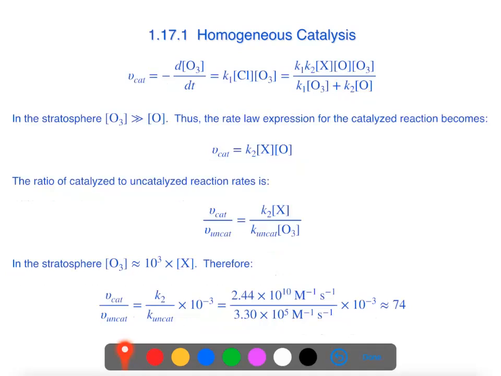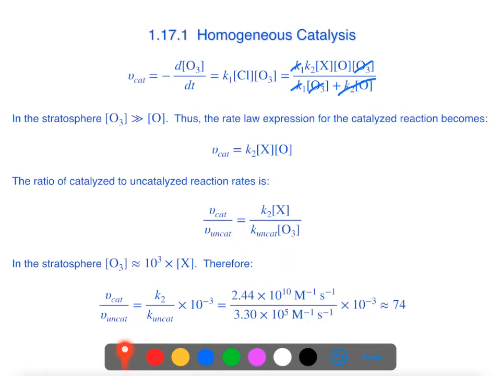In the stratosphere, the ozone concentration is much greater than the atomic oxygen concentration. So under those conditions, the rate law expression for the catalyzed reaction becomes simply K2 times the concentration of the sum of the intermediates and the concentration of atomic oxygen. So again, we can come to that conclusion because if this term is much greater than this term, then we're going to get cancellation of additional terms, and we're left with the product of just those three variables.